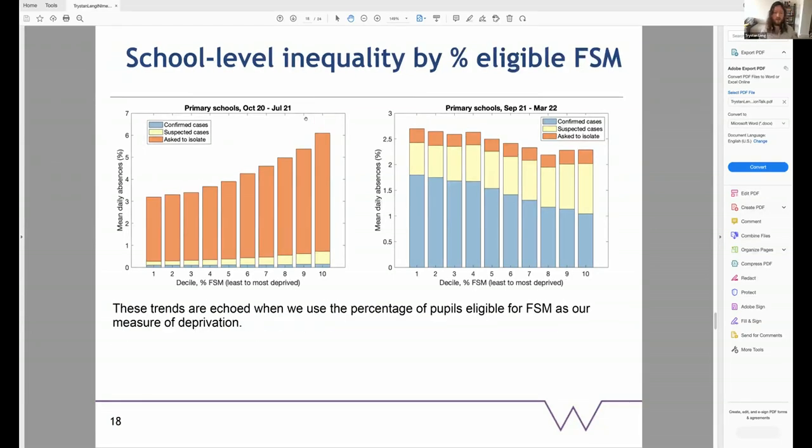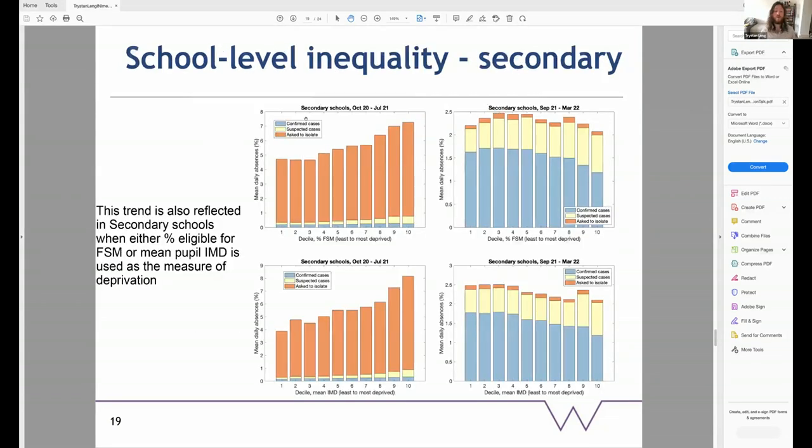These trends are echoed when we use the percentage of pupils eligible for free school meals as a measure of deprivation as well. And these trends are also reflected in secondary schools when either of these measures, so the percentage of pupils eligible for free school meals or the mean pupil IMD, is used as our measure of deprivation.